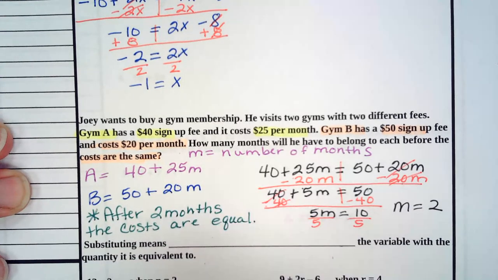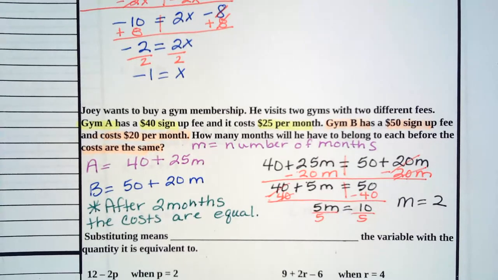So, which is a better deal then? Well, it will be Gym B, because after 2 months, you'll be paying $5 more a month with Gym A.